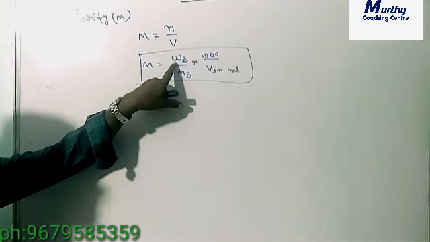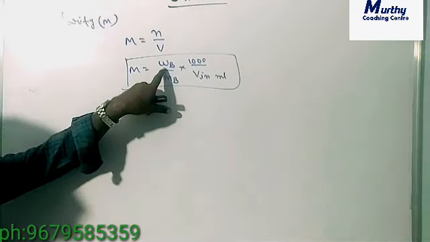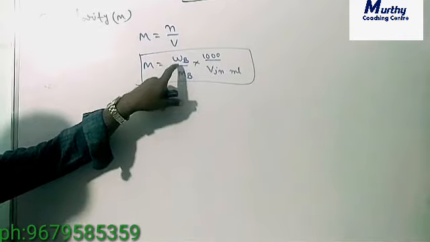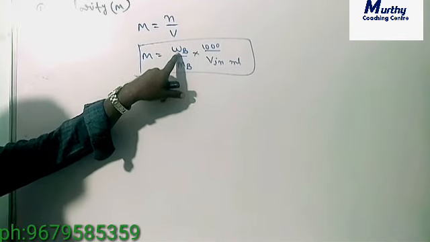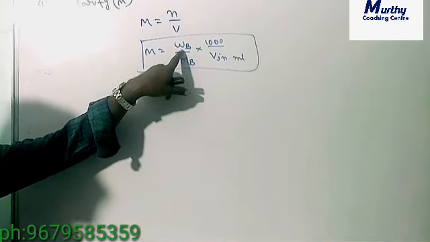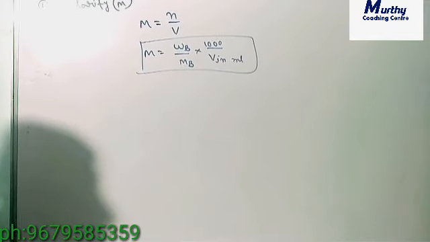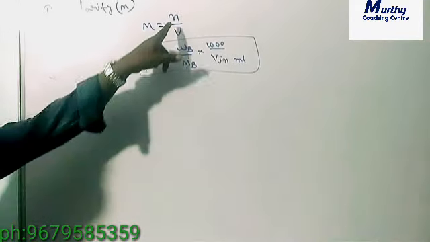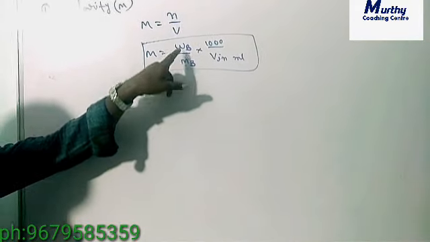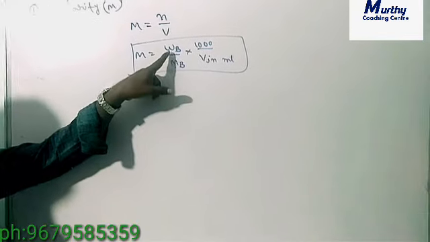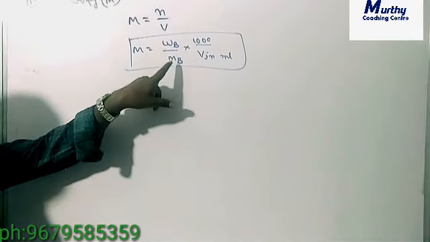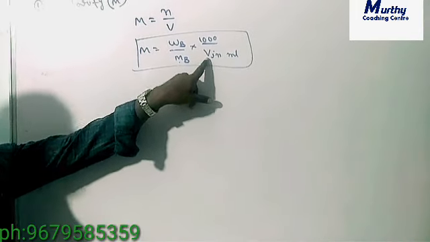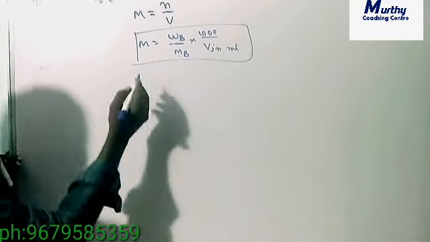WB is the given mass of the solute. MB is the molar mass of the solute. WB by MB is the number of moles. Same n, if you expand it, we can write it as WB by MB. WB is the mass of the solute, MB is the molar mass of the solute, V is the volume of the solution in milliliter. So that is the molarity formula.